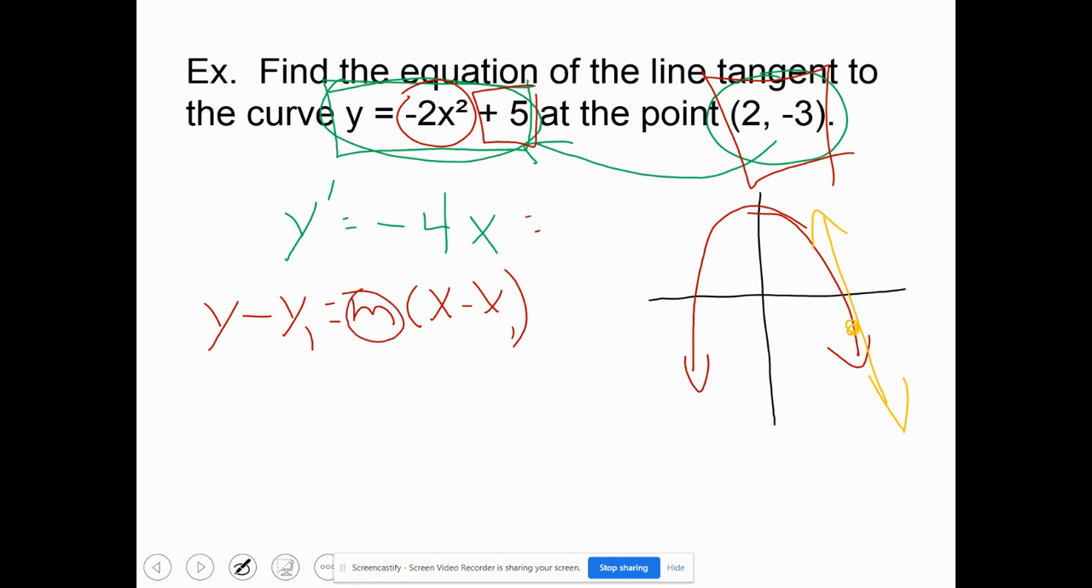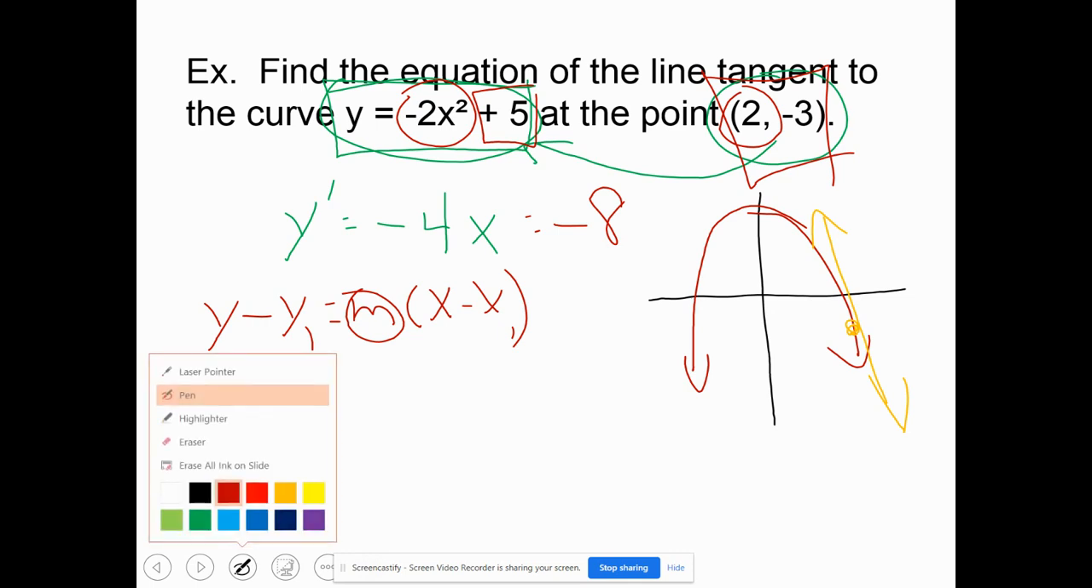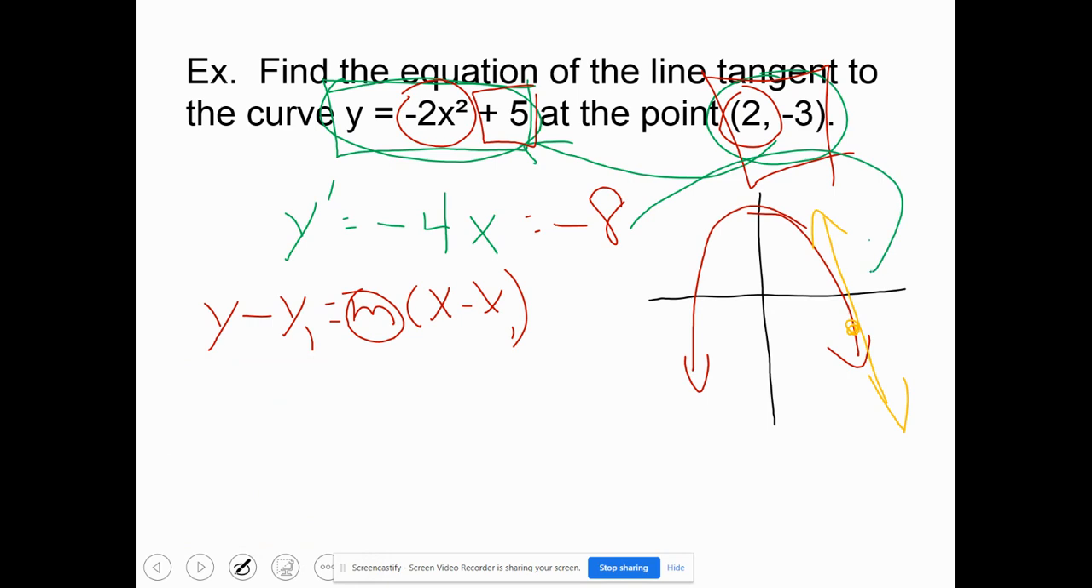And that's where I'm going to use my slope formula. So in order to find the slope, y prime is equal to -4 times x. If x is equal to 2 and you multiply by -4, you get a slope of -8. And if I take a look over at the graph here, that seems pretty reasonable to have a slope of -8 at that point. So my equation: y minus -3, which would be a +3, equals the slope of -8 times x minus 2.